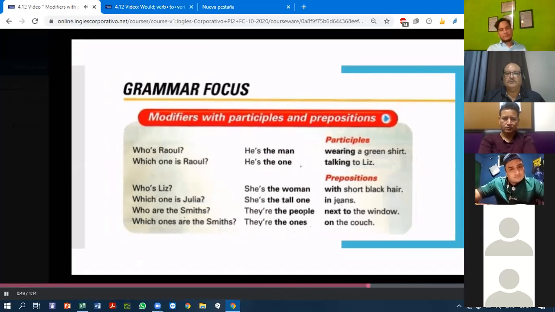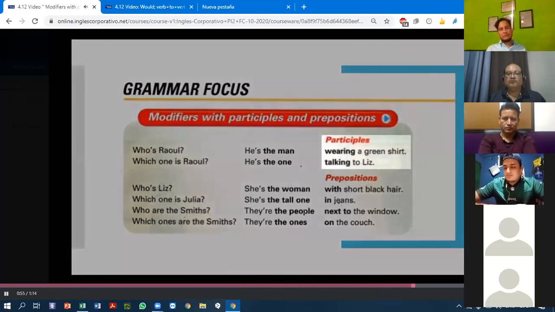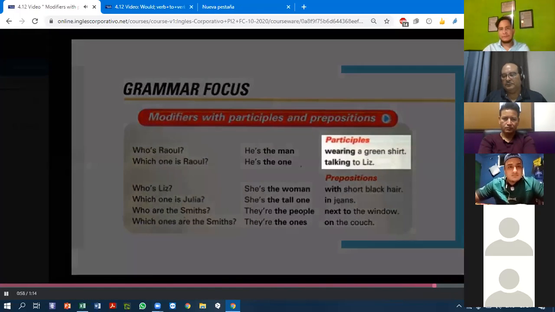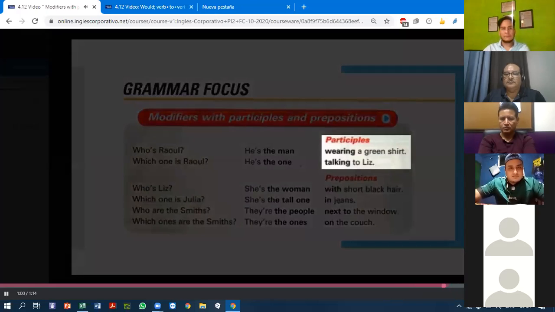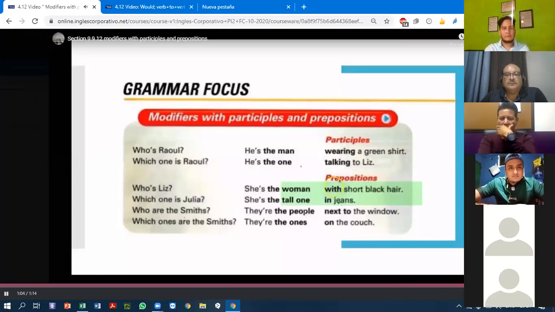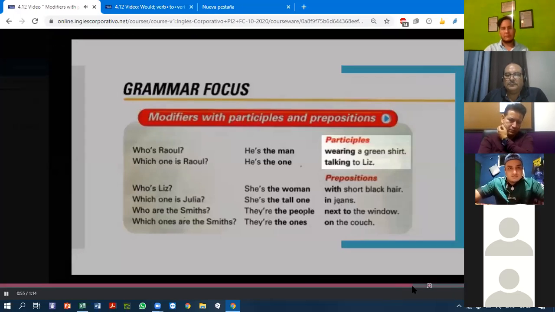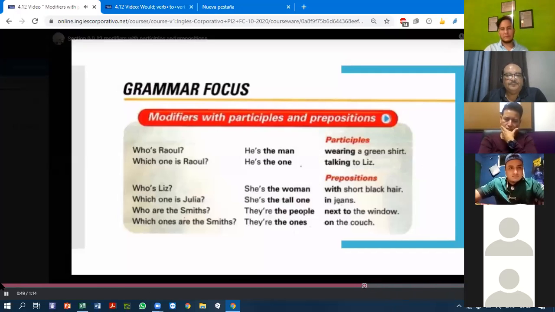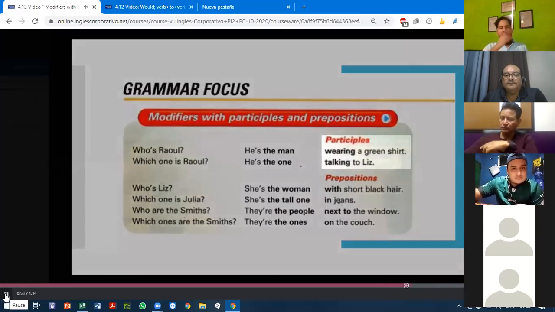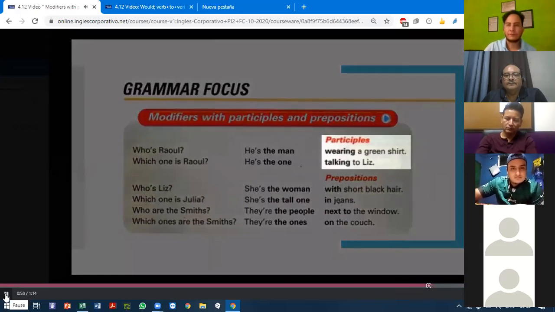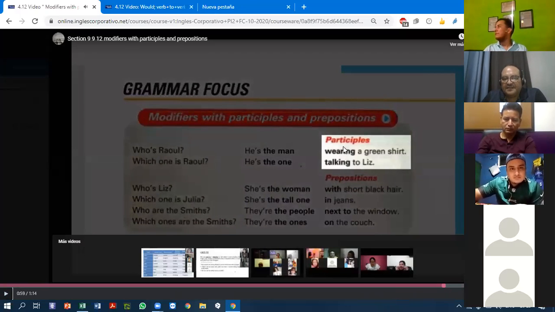When we use modifiers with participles, this is how we use them. A participle is used before a noun and they modify it. They finish with ing, but they are not verbs. They are adjectives. Notice we use prepositions along with more information to modify the noun, in this case the noun woman. When we use modifiers with prepositions, they go after a noun. When we use modifiers with participles, this is how we use them. A participle is used before a noun and they modify it. They finish with ing, but they are not verbs.